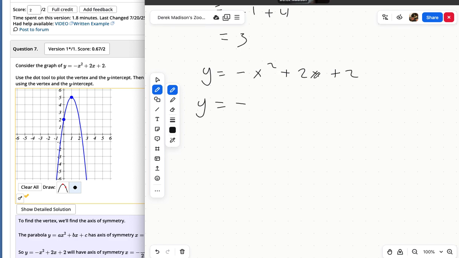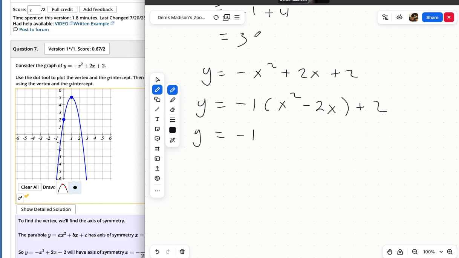I'm going to complete the square on just this side and get it into vertex form. So I'm going to factor a negative 1 out of those first two terms. That's going to give me an x squared. It's going to flip that sign right here. And I'll complete the square inside the parentheses.